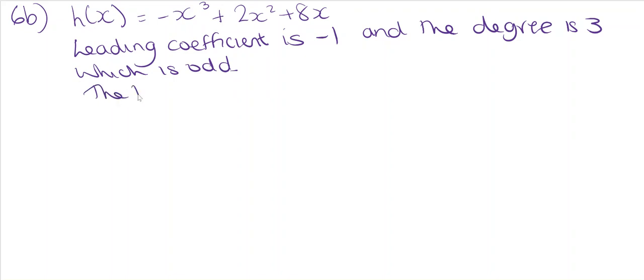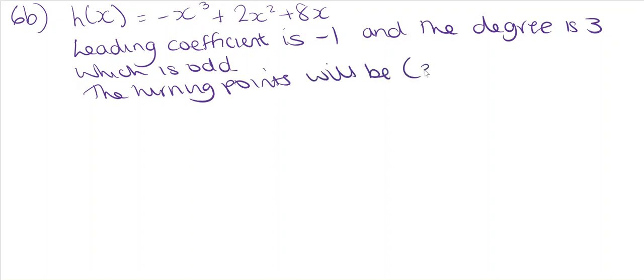Now the turning points will be 3 minus 1, which is 2. So it's going to be a maximum of 2 turning points. And we're going to have 3 roots.